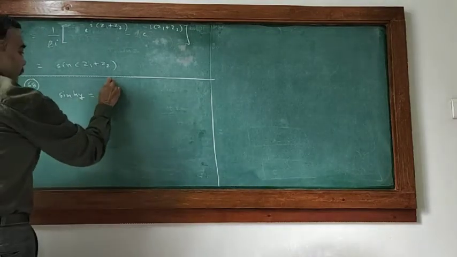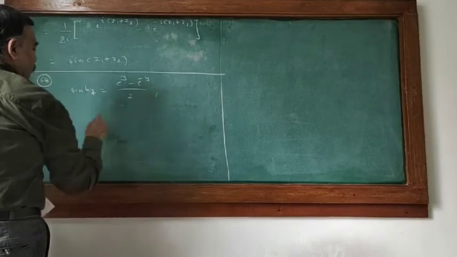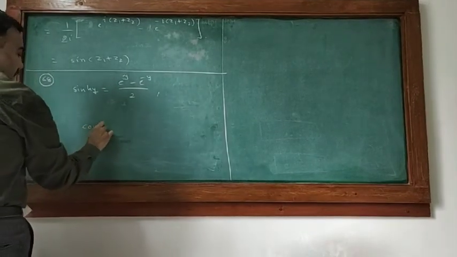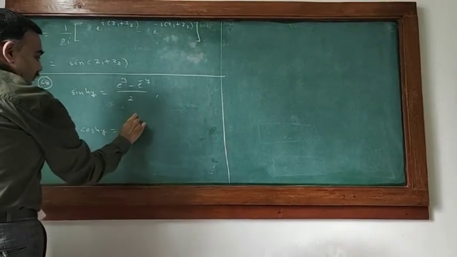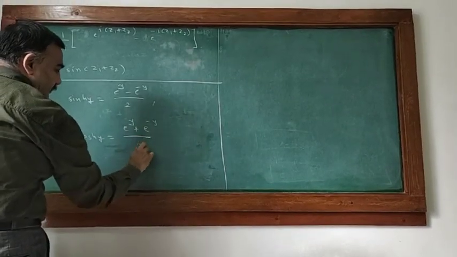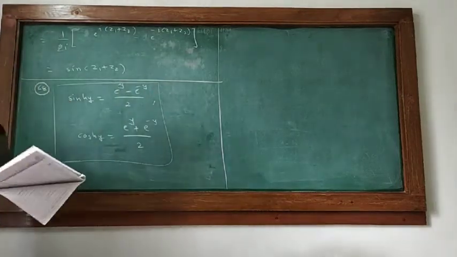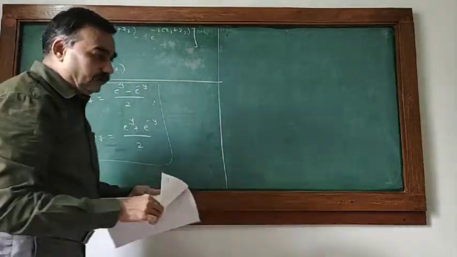sinh y is e raised to y minus e raised to minus y divided by 2, and cosh y is e raised to y plus e raised to minus y divided by 2. These are the sine and cos hyperbolic functions. You should keep this in mind.